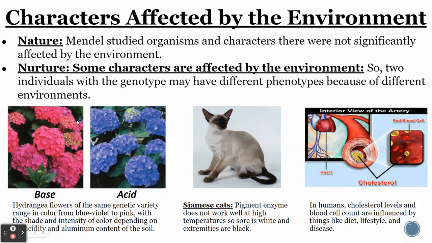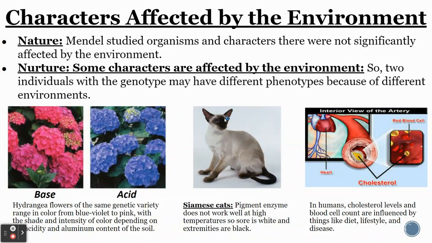So here, these are hydrangea flowers. This is the same genotype as this one here. It's just that they're found in different soils. This one here is in a basic soil, and so it's pink as a result, almost like indicators, eh? And this one here is in acidic soil, so it's blue as a result.